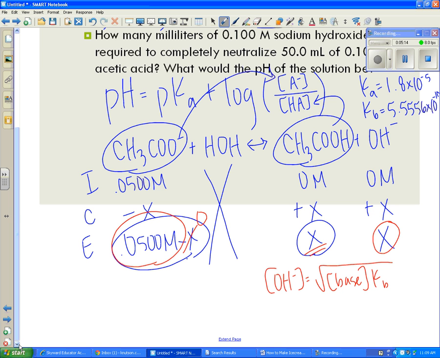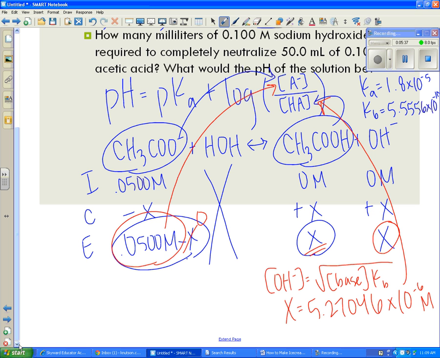And we determined that to be 5.27046 times 10 to the negative 6 molar. So now we have the two pieces that we need to plug into this equation. We can plug in here the 0.0500 molar, and we can plug in here the 5.27046 times 10 to the minus 6.